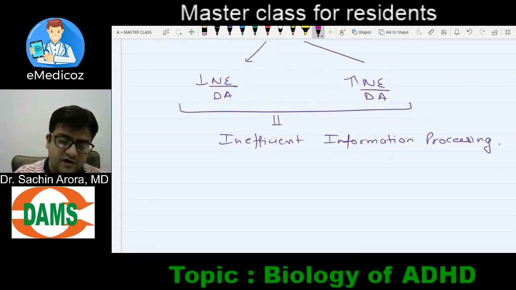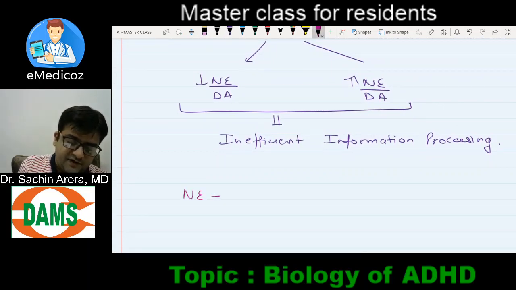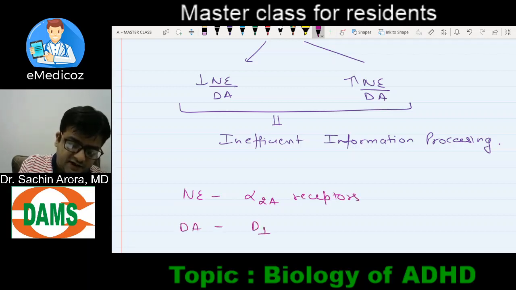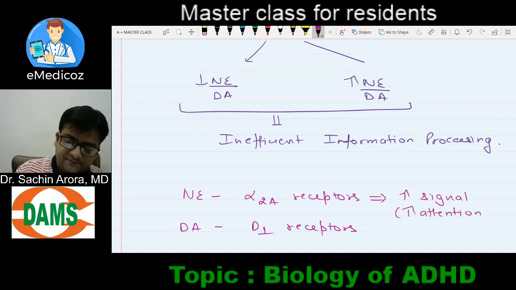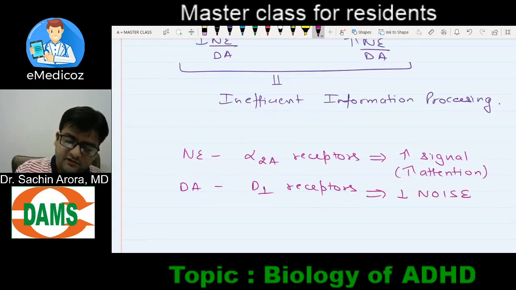How is it so? Norepinephrine binding to alpha 2A receptors and dopamine binding to D1 receptors. This enhances signal and increases attention, and this decreases noise to avoid distraction.